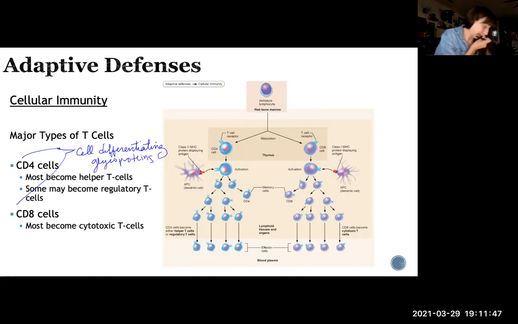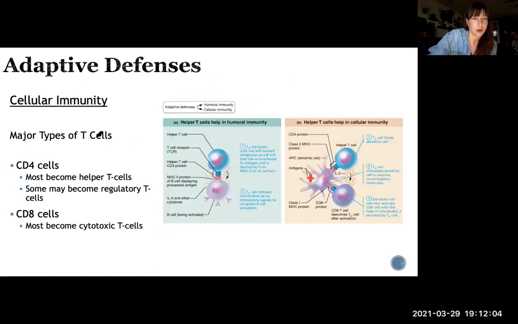Okay. So don't worry about specifically the CD4s become helpers and CD8s become cytotoxic. Some T lymphocytes become helper T cells and some T lymphocytes become cytotoxic T cells, okay? All right. A little bit more on this.